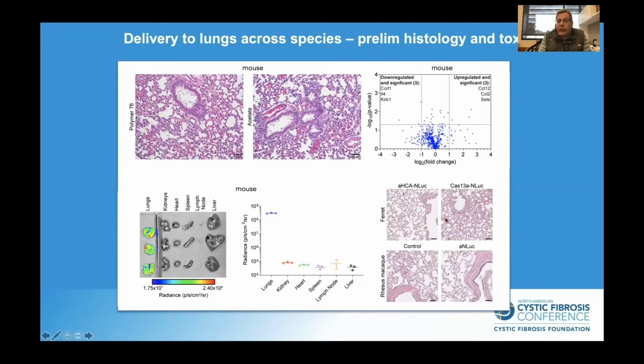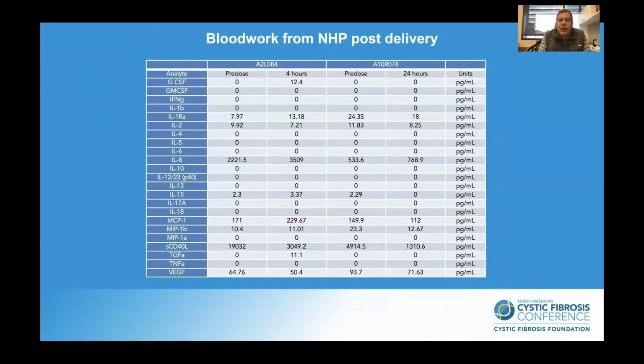And this is in a ferret. This is in a rhesus macaque. And the other thing that we did within the rhesus macaques is that we looked specifically at blood work, both at 4 hours post-delivery and 24 hours post-delivery. And to be honest, we really didn't see much. There was not really much of a change at all in terms of any of the major pro-inflammatory cytokines. I mean, there was no IL-6 being made at all, which I thought was actually kind of extraordinary. I was actually surprised by that.